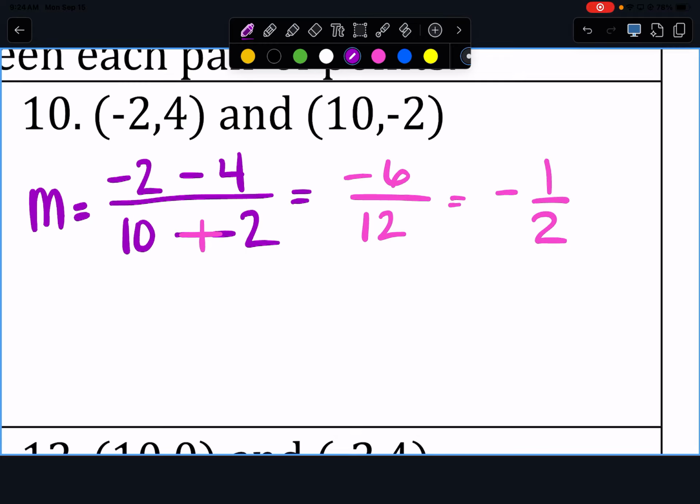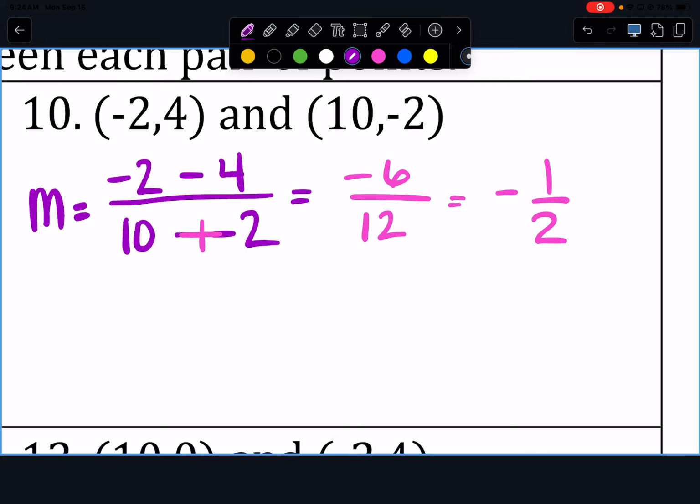Okay, what is the slope for 10? Negative 1/2. So initially, if you set that up, you'll get negative 2 minus 4, which gives you negative 6, over 10 minus negative 2, which is the same thing as 10 plus 2, which is 12. Then you can simplify negative 6 twelfths to negative 1/2.